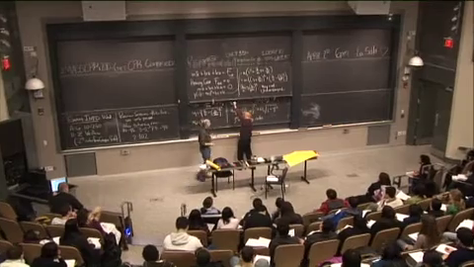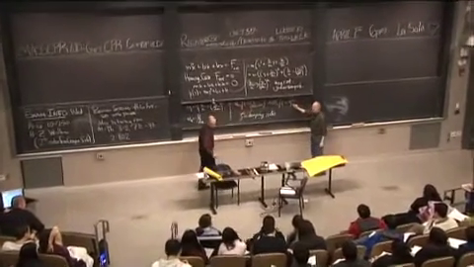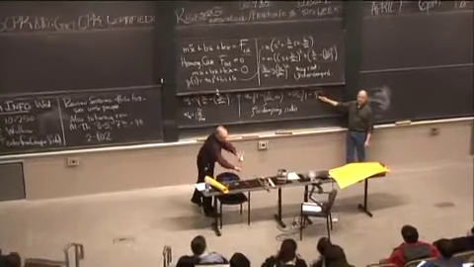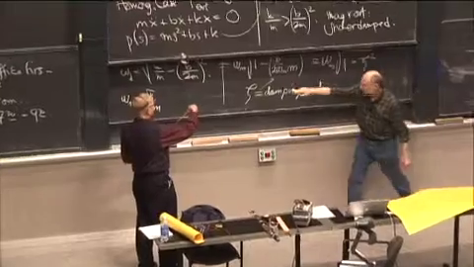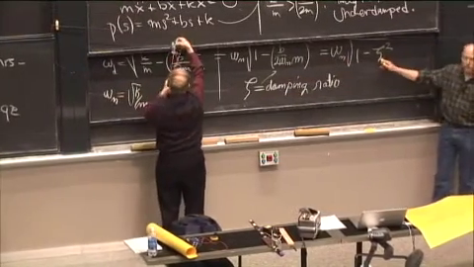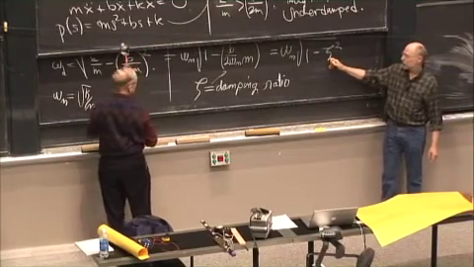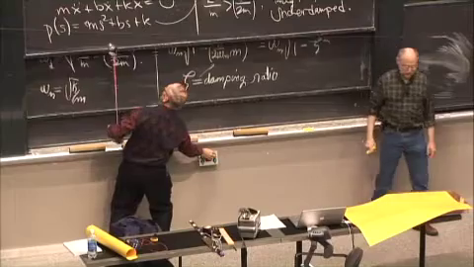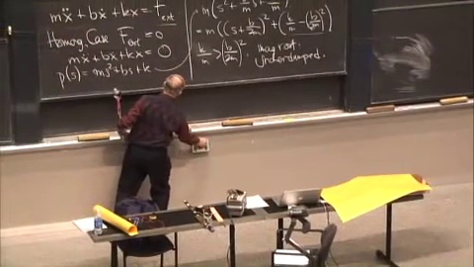Notice something before this disappears: when zeta is small, when there's not a lot of damping, then omega d, way over here, is very close to omega n. If zeta is small, zeta squared is very small. If zeta is 0.1, this is like 0.01. You get 0.99, and the square root of that is even closer to 1.